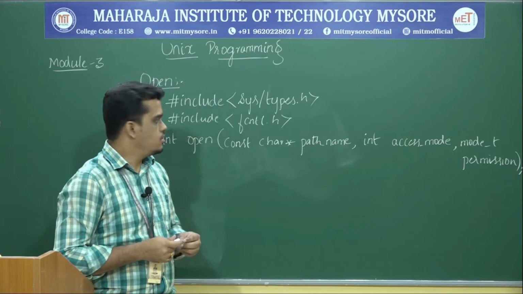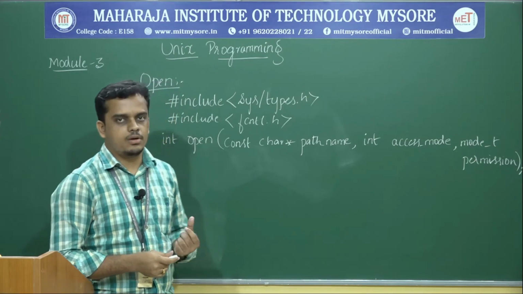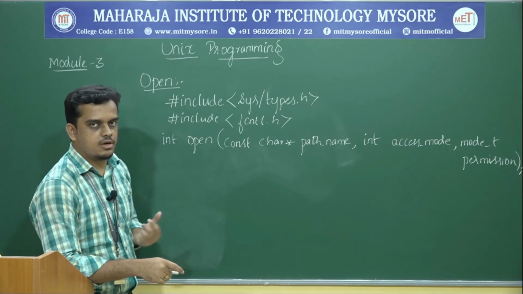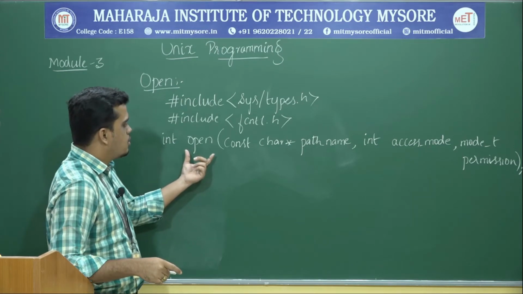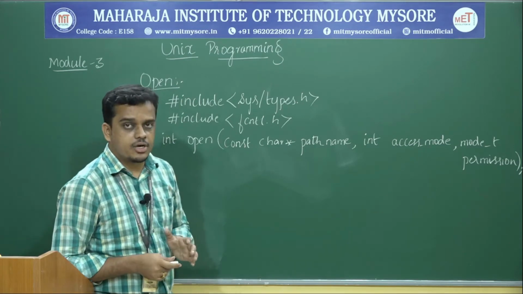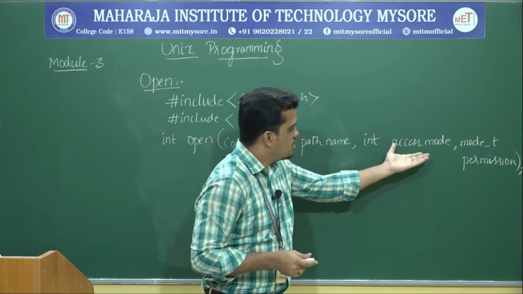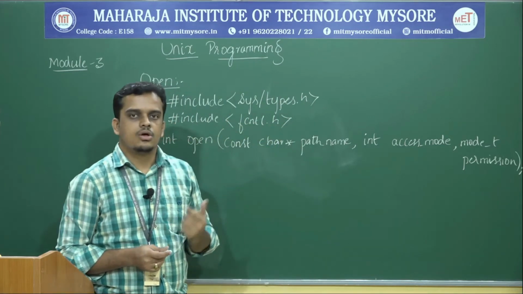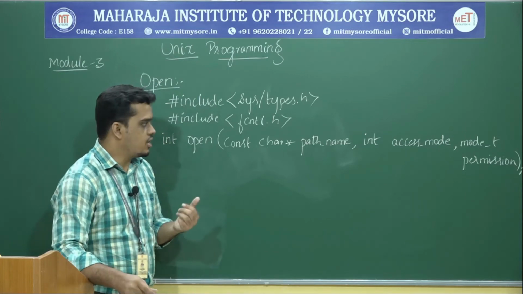Coming back to this, to know the function prototype of an API called open, this is what a common function prototype looks like for this open API. This particular function called open has three different function arguments: the path name as the very first argument, the second one is the access mode, and the third one is the permission. So any open API requires three different function arguments.